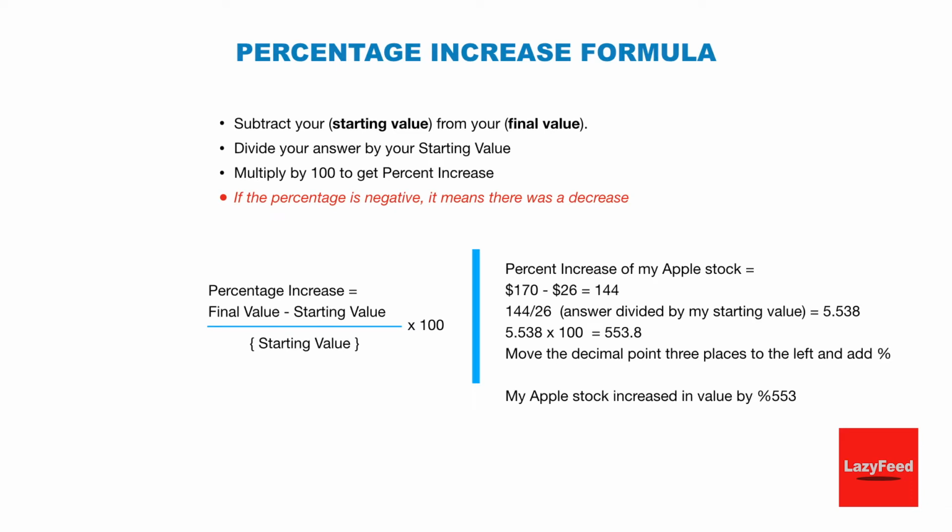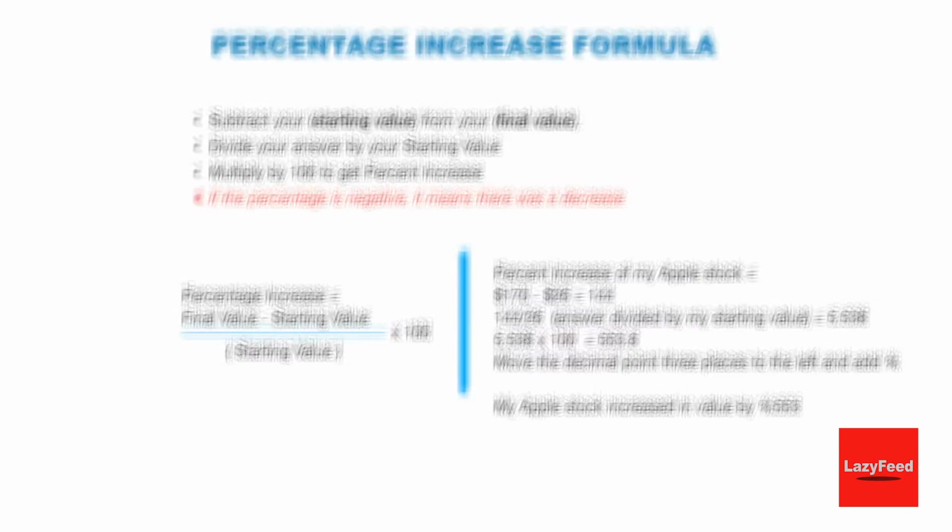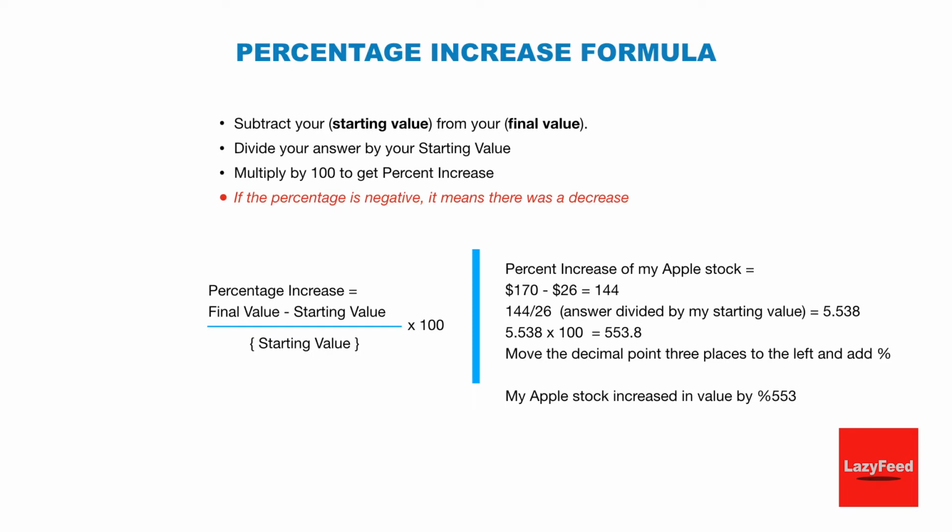Here is the formula, guys. You subtract your starting value from your final value. Divide your answer by your starting value. You then multiply by 100 to get your percent increase. If the percentage is negative, it means there was a decrease. You need to make some changes.